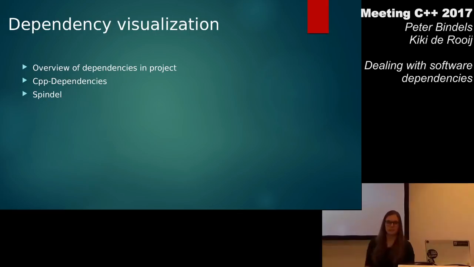So we now know what dependencies are, when they can occur, and we know how to reduce them. But if we have an existing project and we want to reduce our dependencies, we don't want to go through all the files in order to find our unnecessary or wrong dependencies. We'd rather have a tool that gives us an overview of all the components and the dependencies between them. Peter and I have both worked on such tools. Peter has created Cpp-dependencies, which scans a project and creates an overview. And I've extended that tool, and I created the tool Spindel, which uses Cpp-dependencies with a more interactive UI.